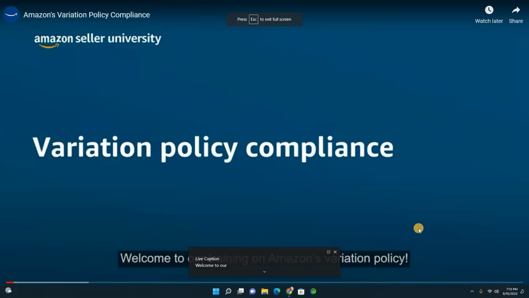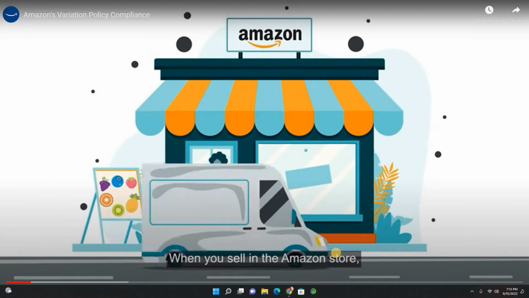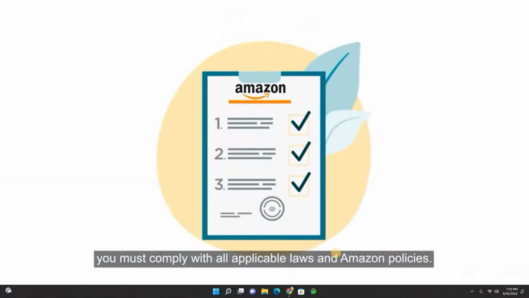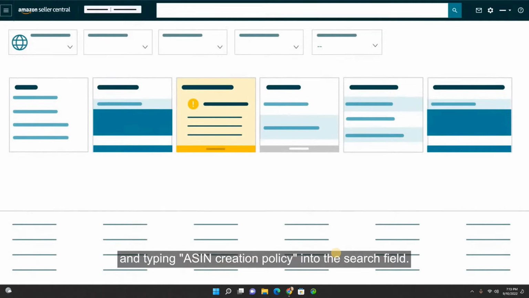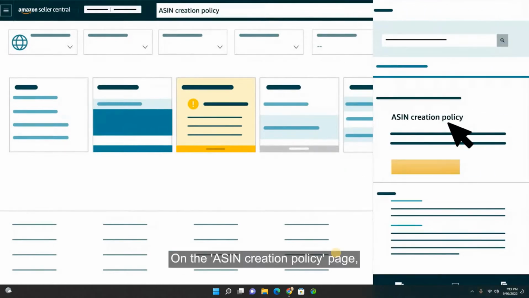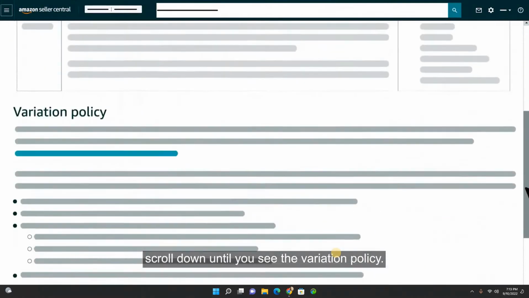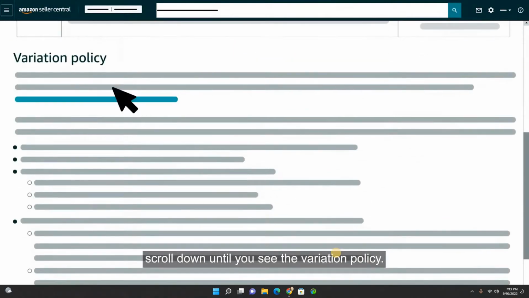Welcome to our training on Amazon's variation policy. When you sell in the Amazon store, you must comply with all applicable laws and Amazon policies. You can find our variation policy by going to Seller Central's homepage and typing ASIN Creation Policy into the search field. On the ASIN Creation Policy page, scroll down until you see the variation policy.